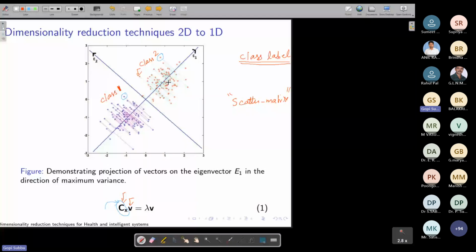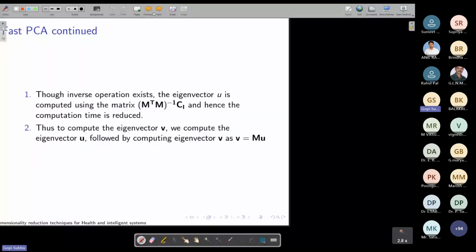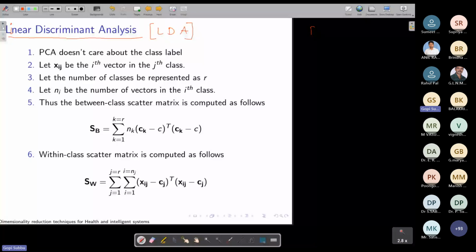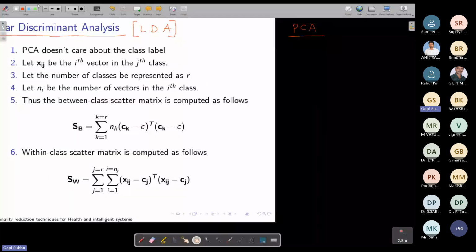There comes the linear discriminant analysis, LDA. So there is a spelling mistake here. This is LDA. Whatever we discussed earlier is what we call PCA, principal component analysis. Now this is LDA here. So what is LDA basically? The drawback of PCA, whatever we did earlier, is that it doesn't care about the class label. That is the drawback.